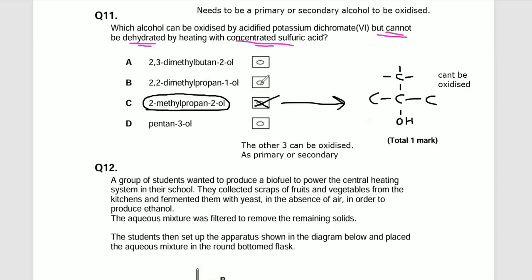The answer is actually B when you look at pentan-3-ol and 2,2-dimethyl-propan-1-ol. I'm going to show you why. Both of those, pentan-3-ol and 2,2-dimethyl-propan-1-ol, could be oxidized by acidified potassium dichromate. However, what 2,2-dimethyl-propan-1-ol can't have happen to it is it can't get dehydrated, and I'm going to show you why. So what have we got here?